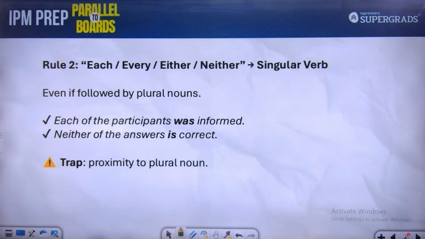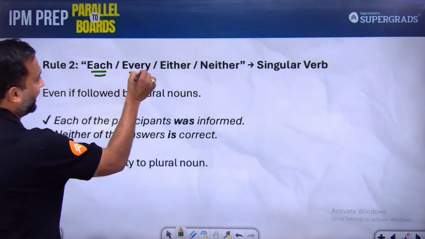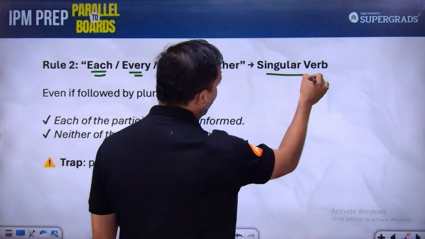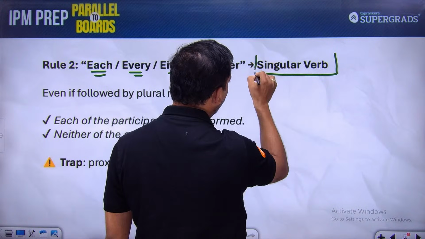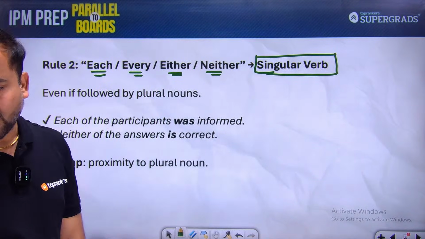Now here's the second rule. So when you have these indefinite pronouns like each, every, either, neither, they always take a singular verb. ये point बहुत important है, students. They always take a singular verb.